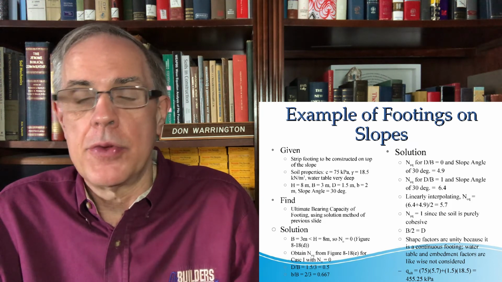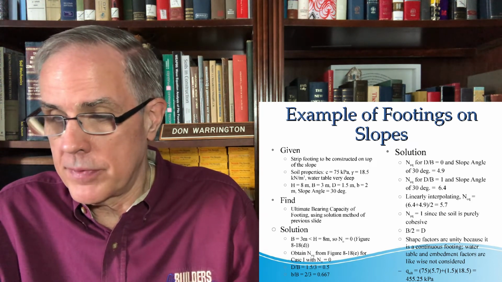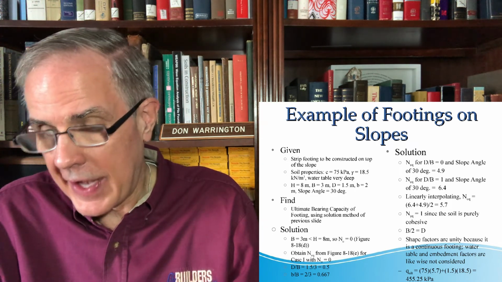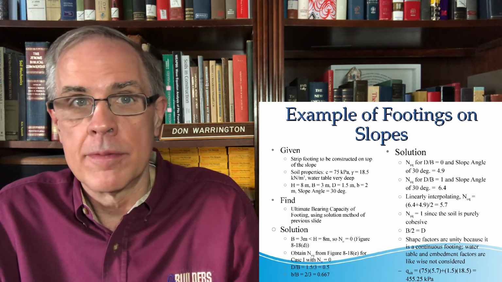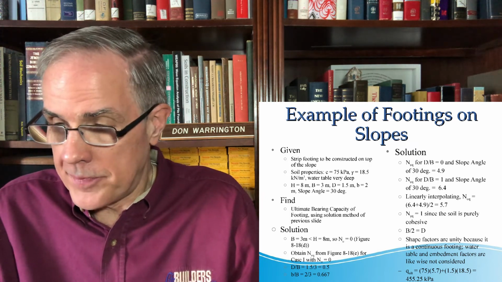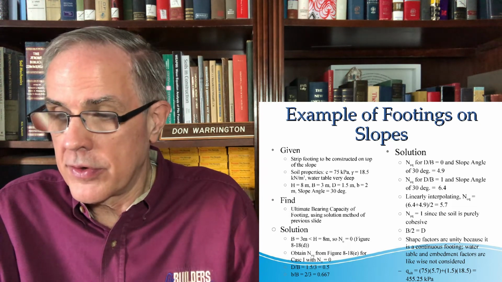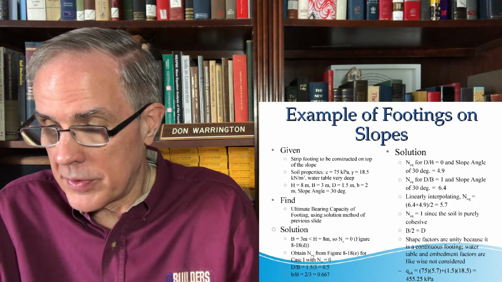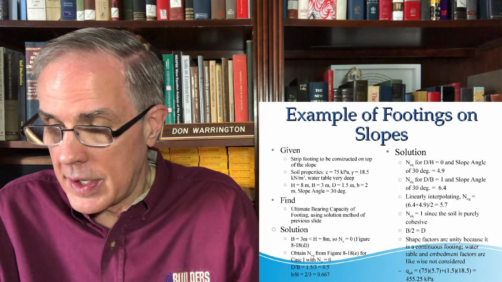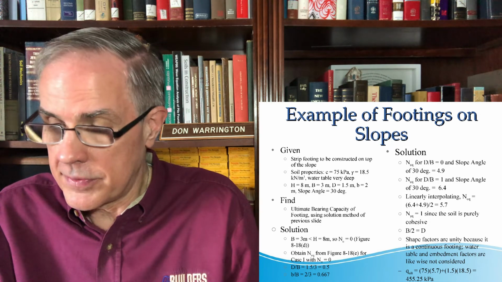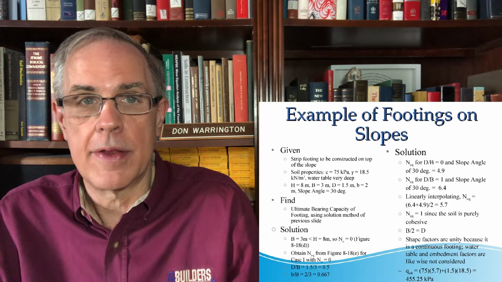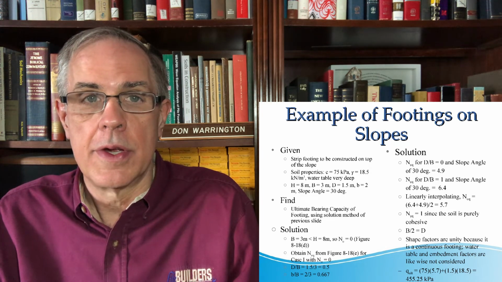From there, you can then linearly interpolate between the two based upon D over B and get 5.7, which in this case is the average because it's halfway between one and the other, between 0 and 1. And gamma Q is equal to 1 since the soil is purely cohesive. B over 2 is equal to D. Therefore, the shape factors are unity because it's a continuous footing, and we're not going to consider water table and bedding factors. So once you've gotten that, you plug and chug and get the answer. And that's how you do those for cohesive soil.